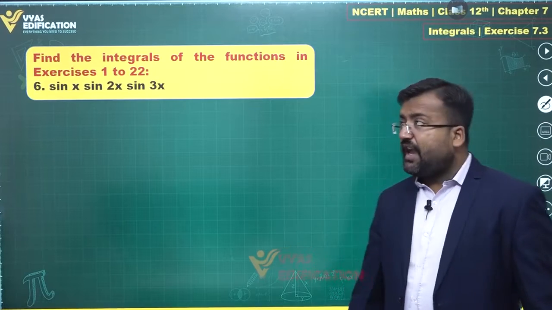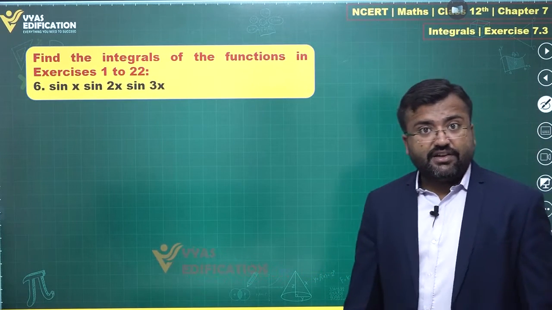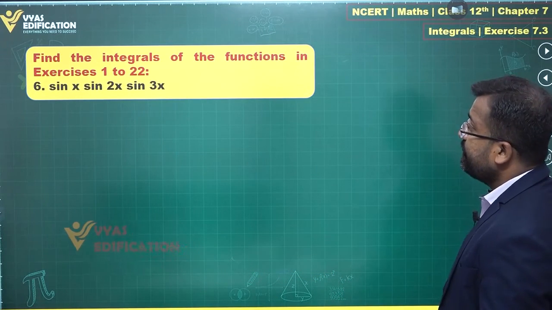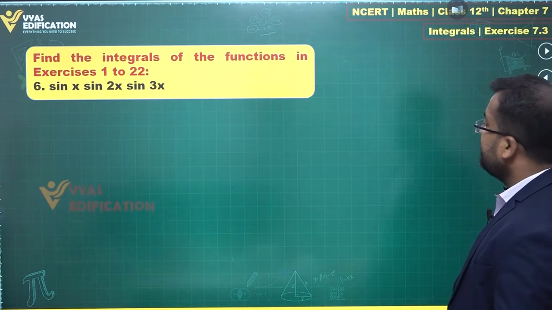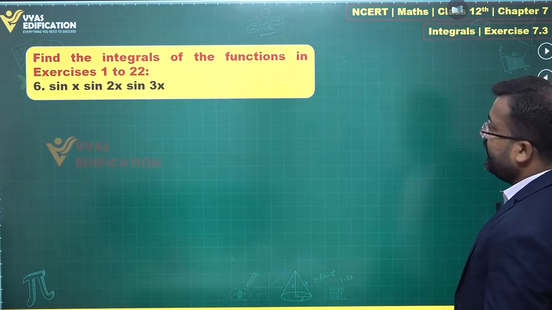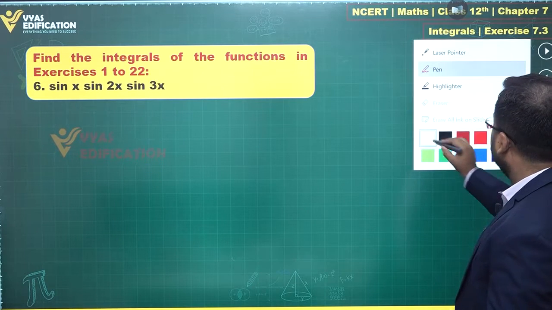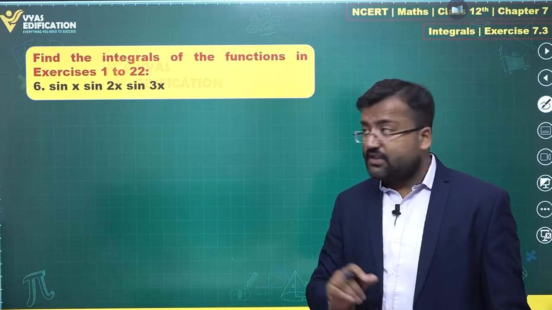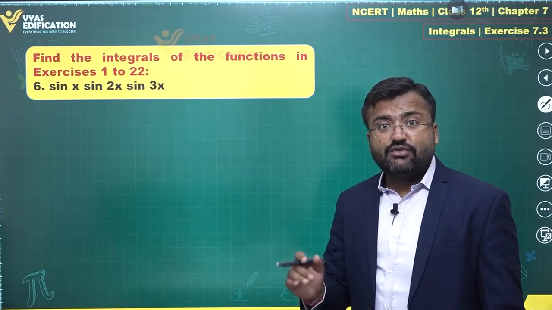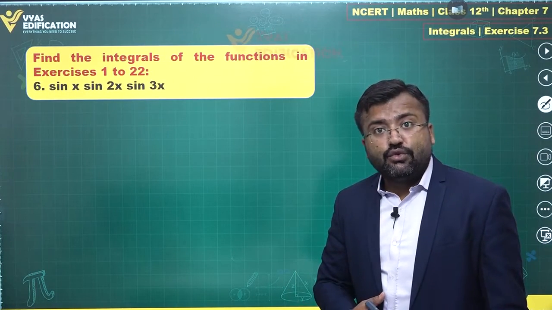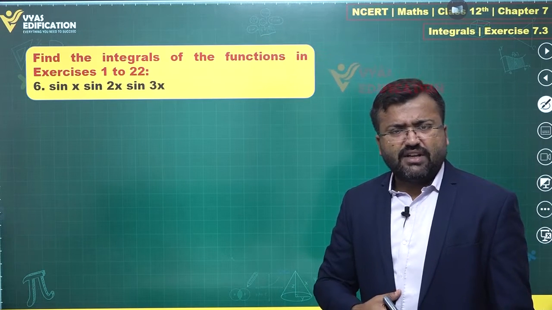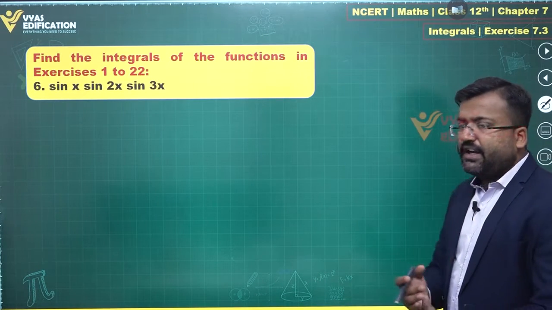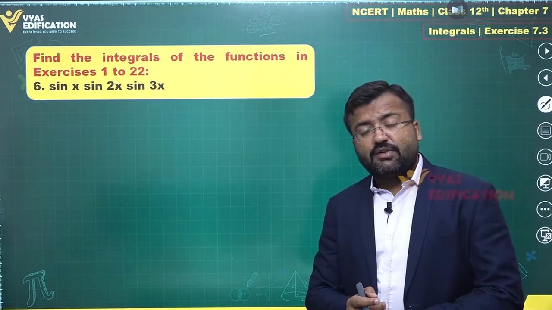The sixth question, we have sin x into sin 2x into sin 3x. And how do we handle this one? So sin x, sin 2x, sin 3x will tell me that we need to write the products of sin A into sin B as sum or difference of two cosine or sine. So product of trigonometric ratios into sum or difference of trigonometric ratios is the identity.